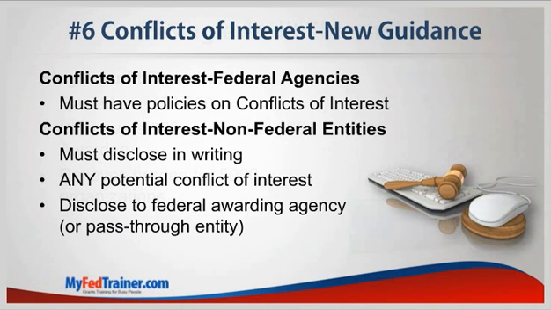And the conflicts of interest requirements are that you must disclose in writing any potential conflict of interest. You have to actually disclose this to the federal awarding agency or the pass-through entity. So no more waiting for them to find it. If you know about it, you must disclose. And that is a change with the new grant guidance.